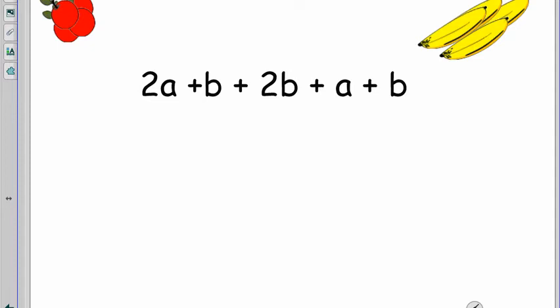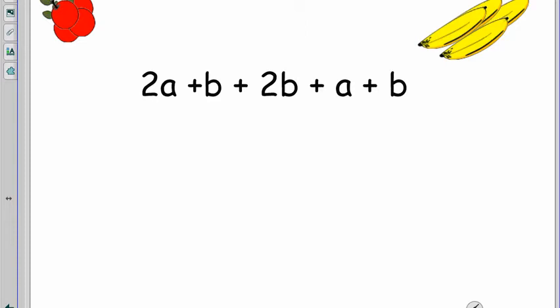So I have this expression 2a plus b plus 2b plus a plus b. That's quite an expression. It's got lots of parts. Actually, it has 1, 2, 3, 4, 5 terms. And if we can simplify this, make it look easier, simpler, then we want to do that.